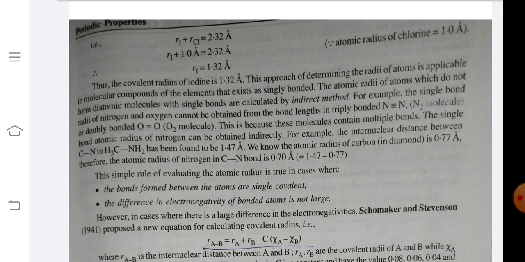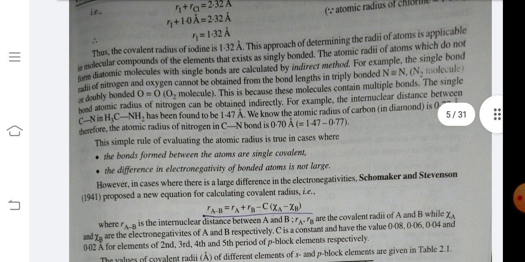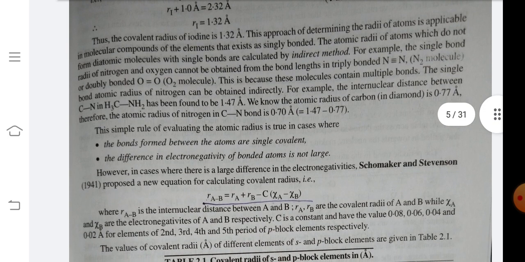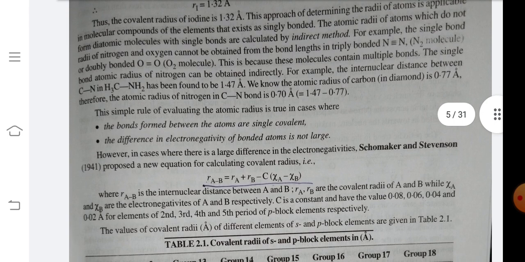This approach of determining the radii of atoms is applicable in molecular compounds of the elements that exist as singly bonded molecules. The atomic radii of atoms which do not form diatomic molecules with single bonds are calculated by an indirect method. For example, the single bond radii of nitrogen and oxygen cannot be obtained from the bond lengths in triply bonded N2 and doubly bonded O2 molecules. This is because these molecules contain multiple bonds.